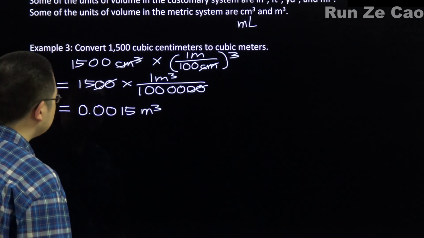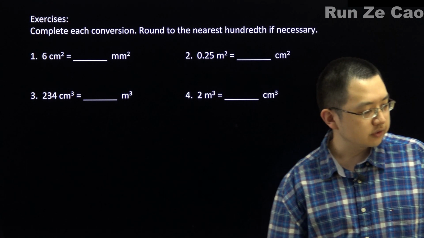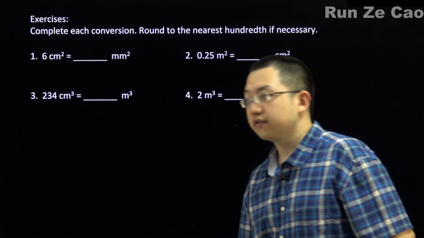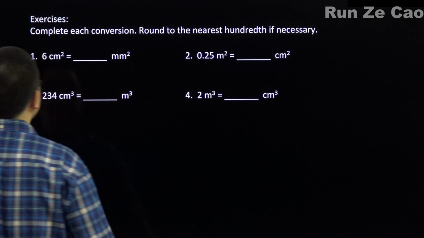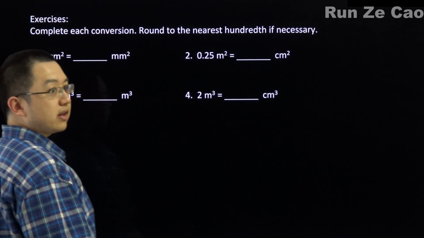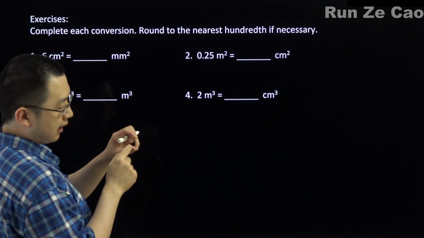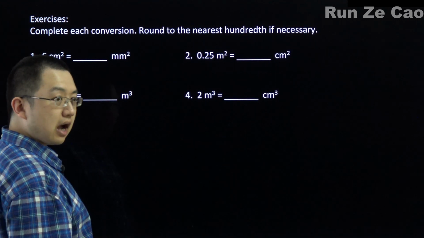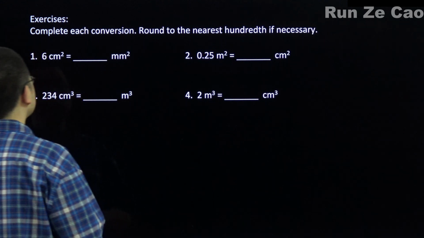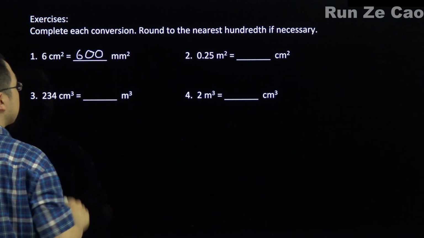Fun times. Okay, let's do some exercises. Complete each conversion. Round to the nearest hundredth if necessary. 6 centimeters squared is equal to how many millimeters squared? Well, 1 centimeter is 10 millimeters. So 1 square centimeter is 10 times 10, 100 square millimeters. So 600 millimeters squared.